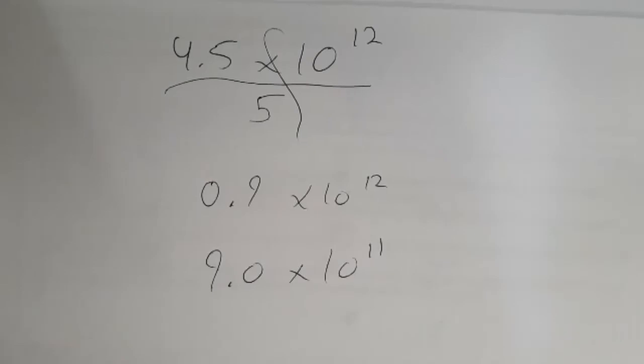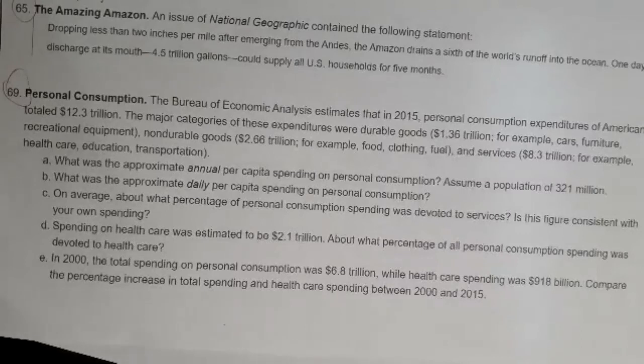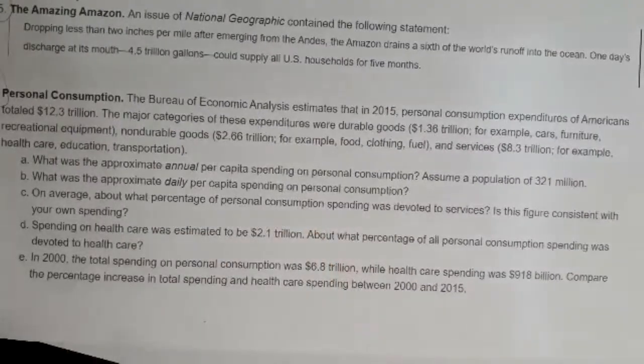And that was what, 65 that they're doing that on? Yeah. And so the last one, 69. The Bureau of Economic Analysis estimates that in 2015, personal consumption expenditures of Americans totaled 12.93. Where were we at?